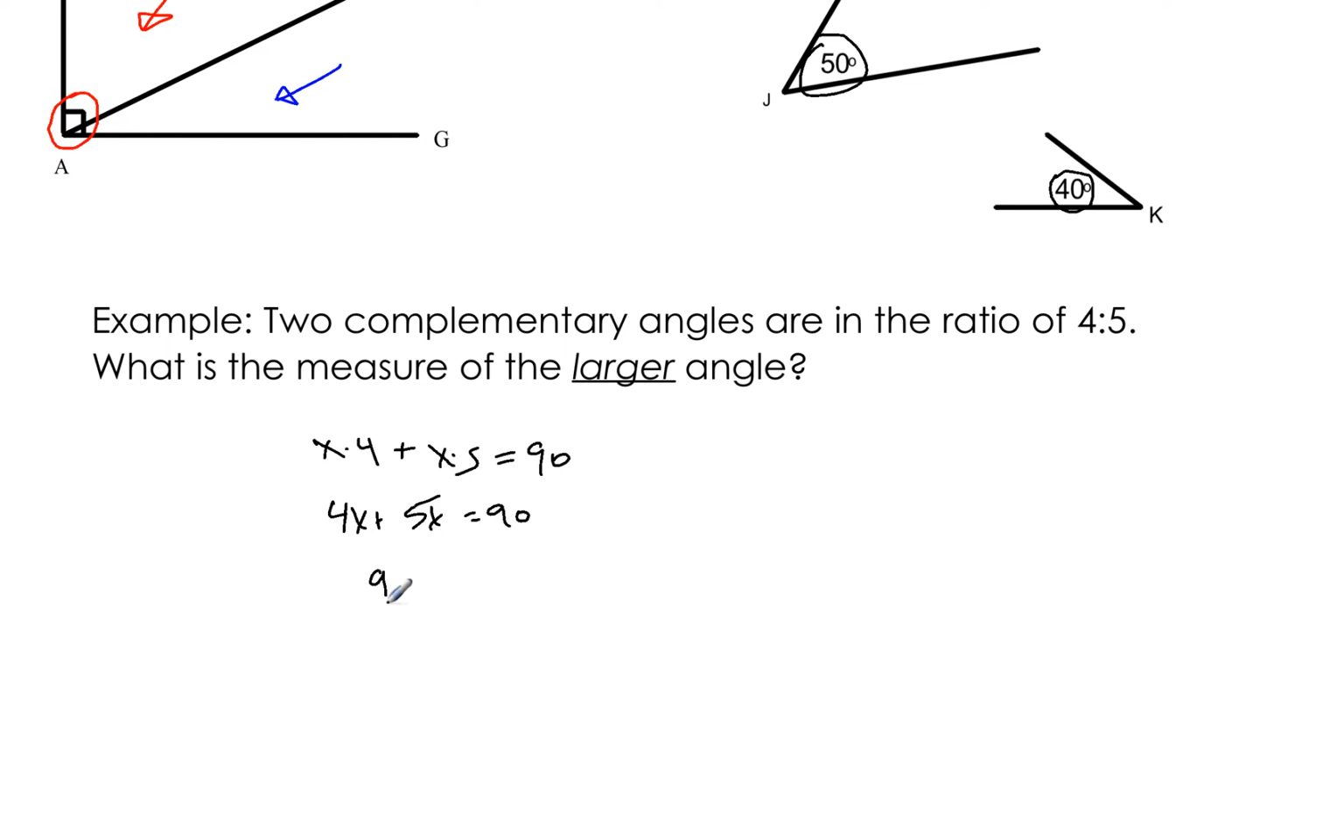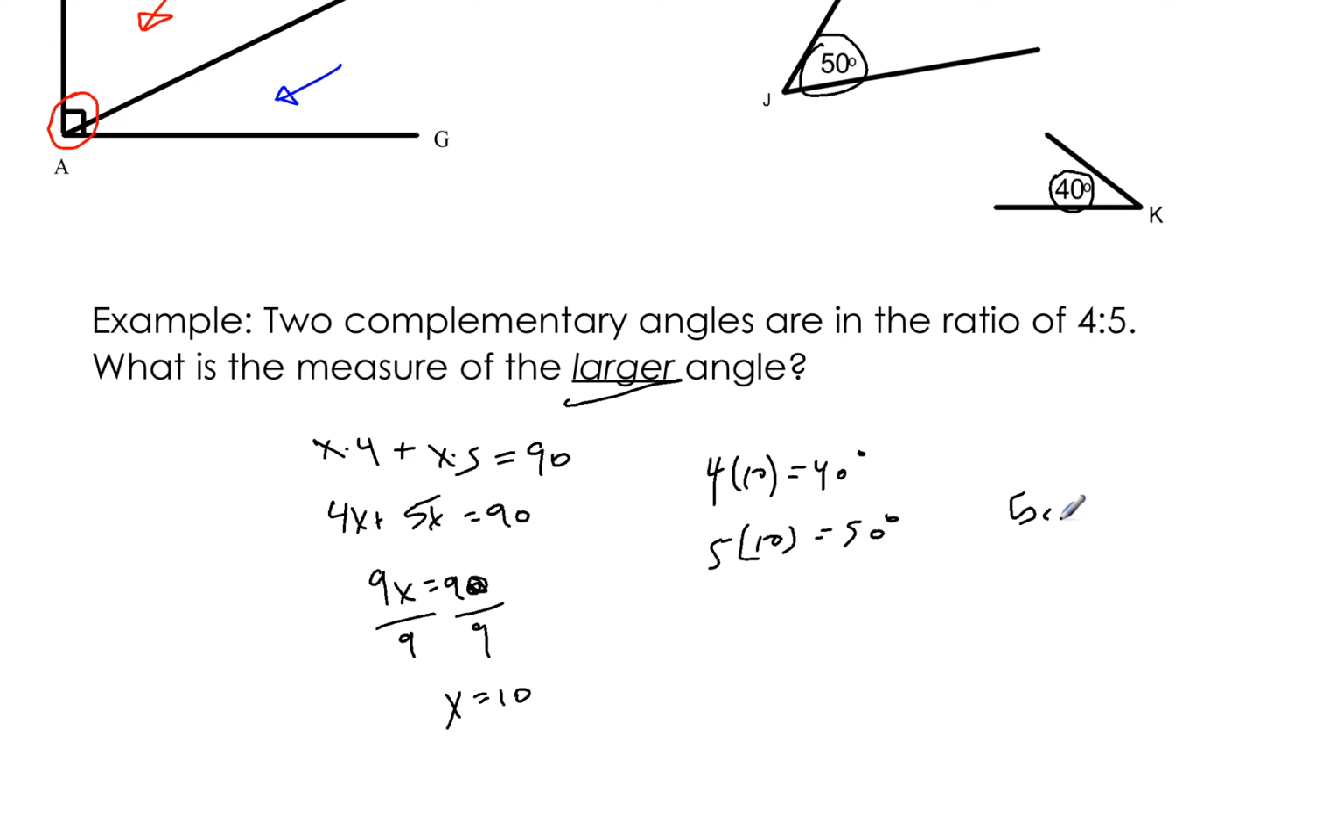So we combine like terms. 9x is equal to 90, and when we divide both sides of our equation by 9, we get x is equal to 10. Now, what did they ask us to find? They said find the larger angle. So 4 times 10 is equal to 40 degrees, and 5 times 10 is equal to 50 degrees. So clearly the larger of the two angles is the 50-degree angle.